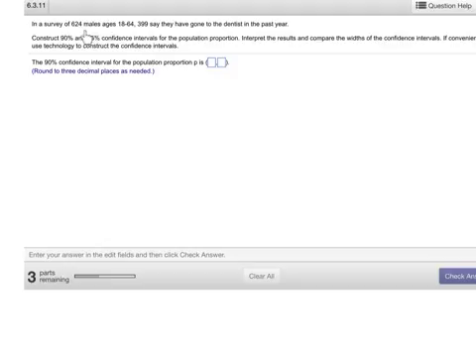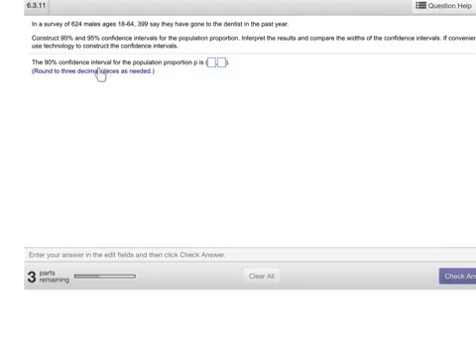You got 624 males, age 18 to 64, and 399 say they've gone to the dentist in the past year. You want to construct a 90% and 95% confidence interval for the population proportion, and interpret the results. So the first part, you do it for 90%, then you have to turn around and do it for 95%.